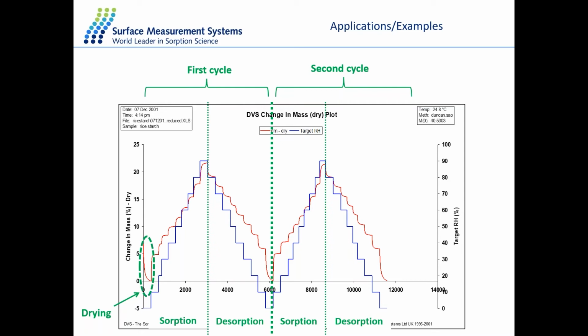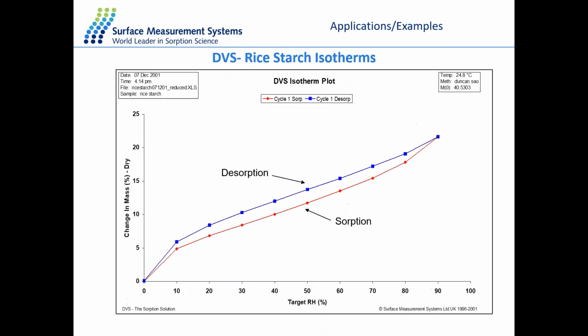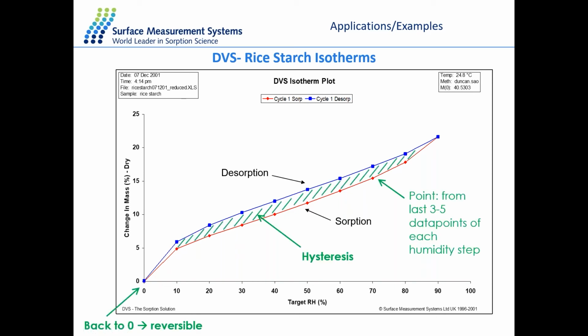Now, we're going to take each equilibrium condition and plot it against the relative humidity to get the isotherm plot. And this is the data that we obtain from this plot. So it's a plot of target relative humidity over percentage mass change. And here is the cycle of absorption and desorption with a nice gap of hysteresis in between.